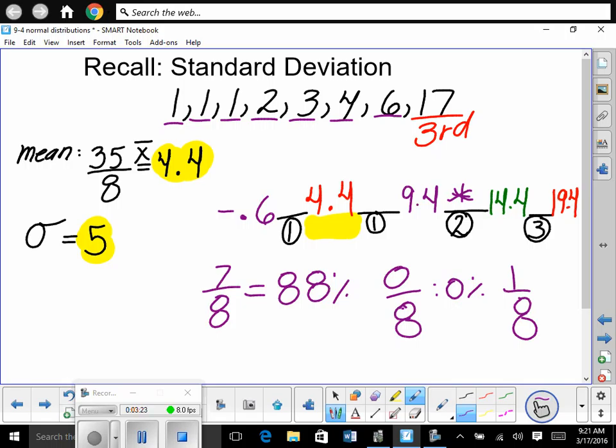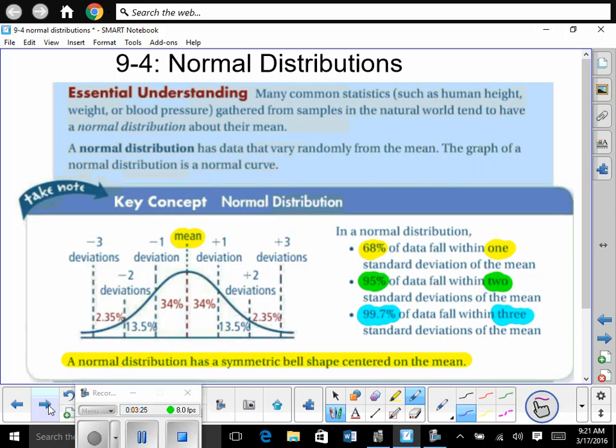Okay. All right. So today we're doing normal distributions, which actually has to do with standard deviations from the mean, but it's different. It's the same, but let's talk about it. So normal distributions. First of all, many common statistics in the real world, such as human height, weight, or blood pressure gathered from samples in the natural world, tend to have a normal distribution. And we'll talk about what that means. So once again, there's a lot of things in the world that have a normal distribution about their mean, about their average.